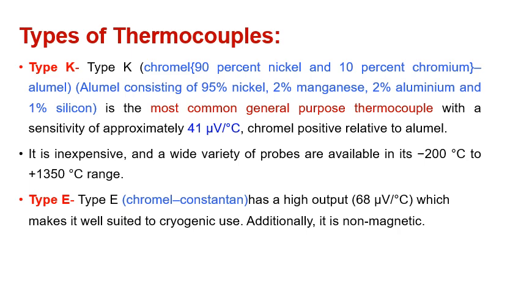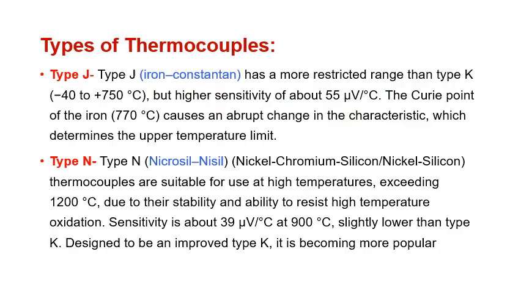The type of thermocouple, I think, was discussed in the previous slide, and we know that from type to type we are going to find different range, different sensitivity, and so on. So these are the types, the rest of the types: J-type, N-type.